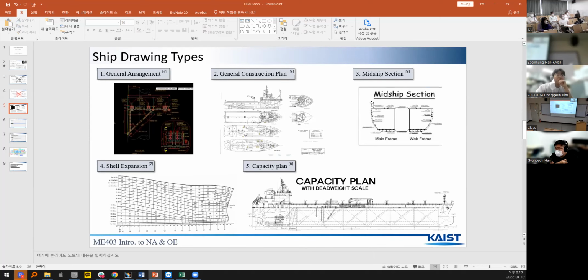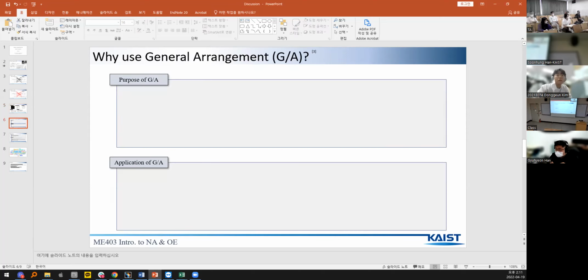And fourth is the shell expansion. The shell expansion is a drawing necessary to confirm the suitability in new or replacement construction of the shell. And the last one is the capacity plan. The capacity plan indicates the volume of each hold and tank. So the various ship drawing types each have their own purpose and application.